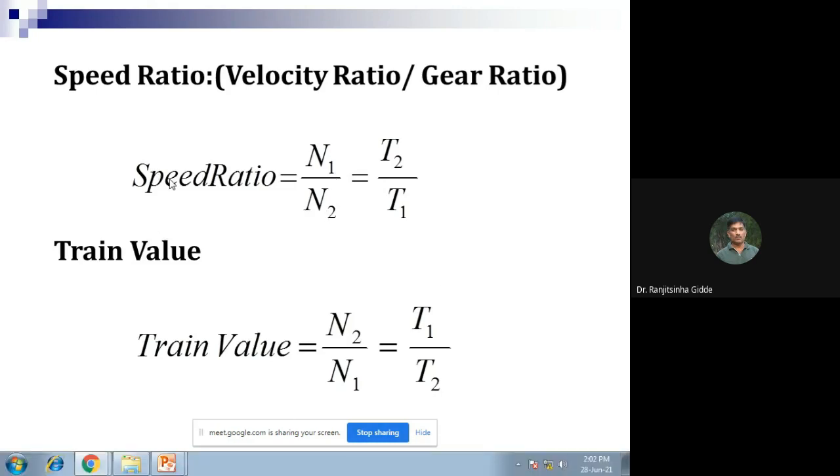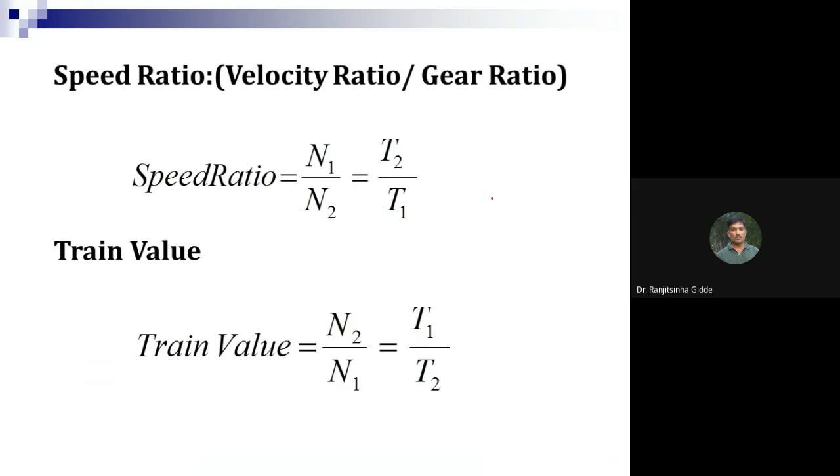So two terms with respect to this gear train are important. One is speed ratio and another one is train value. Basically, we are going to consider here two wheels, wheel number 1 and wheel number 2, or gear number 1 and gear number 2. N1 is the speed of gear number 1, N2 the speed of gear number 2, T1 the number of teeth on gear number 1, and T2 the number of teeth on gear number 2.